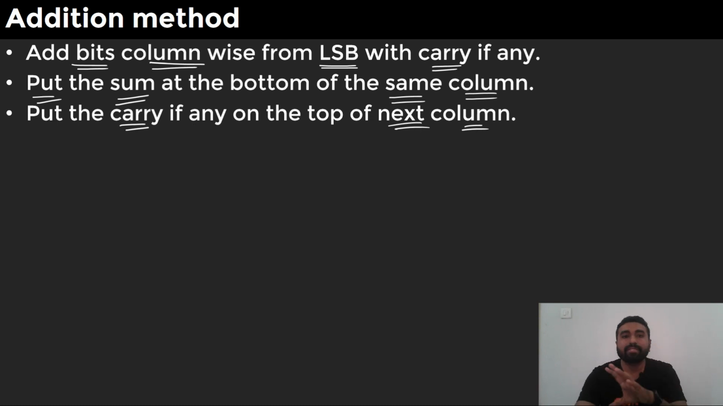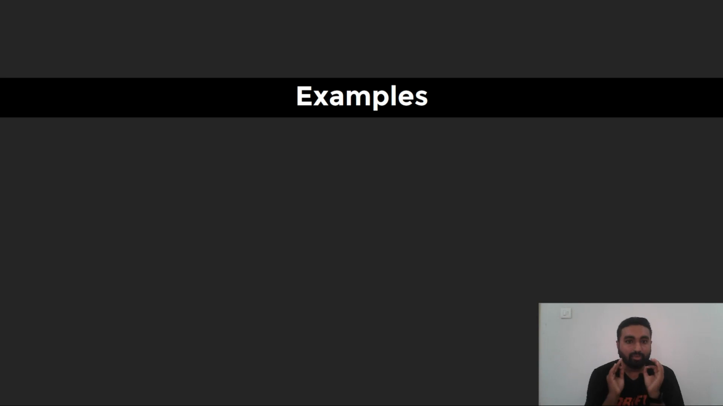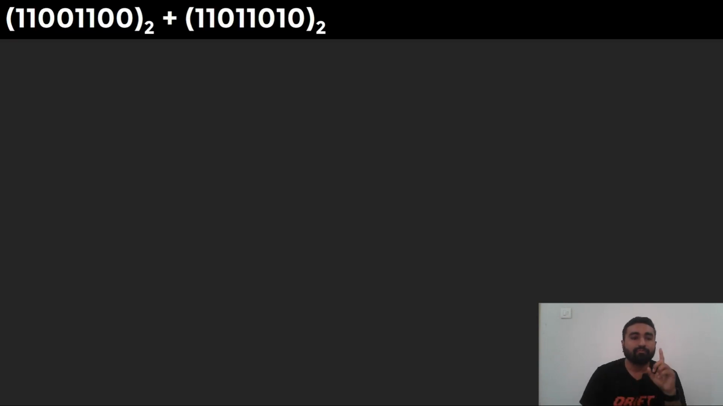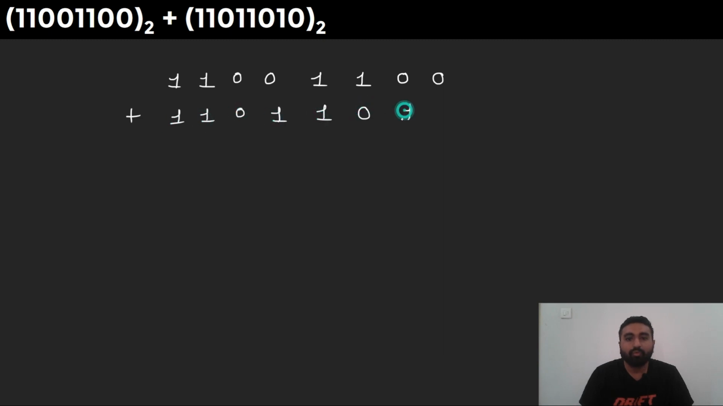Now let's implement these steps with examples. Examples are very important to understand the theoretical aspects. So the first example: we have two numbers that we need to add. The first number is 1100, and it's an 8-bit number. And the second number that we need to add is 110. So these two numbers we need to add.